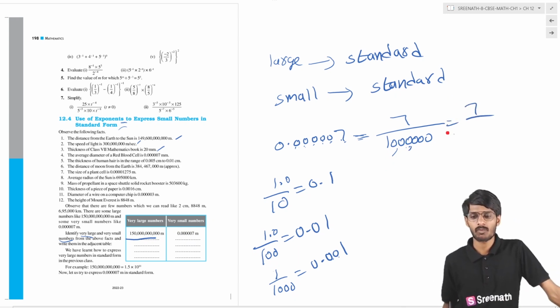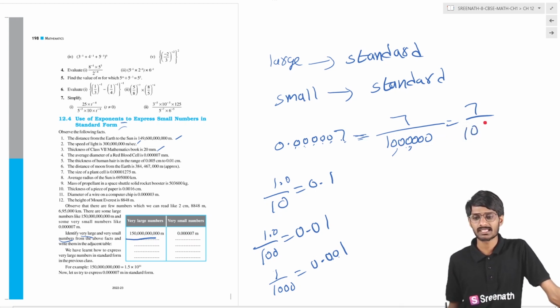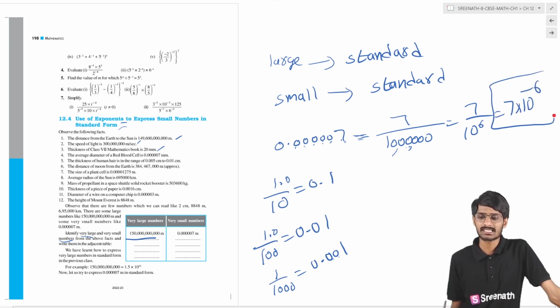So how much will that become? That will become 10 power how much? How many zeros? 1 2 3 4 5 6. 10 power 6. We can write it as 7 into 10 power minus 6. So this is the standard form, students. We can write it in this way.